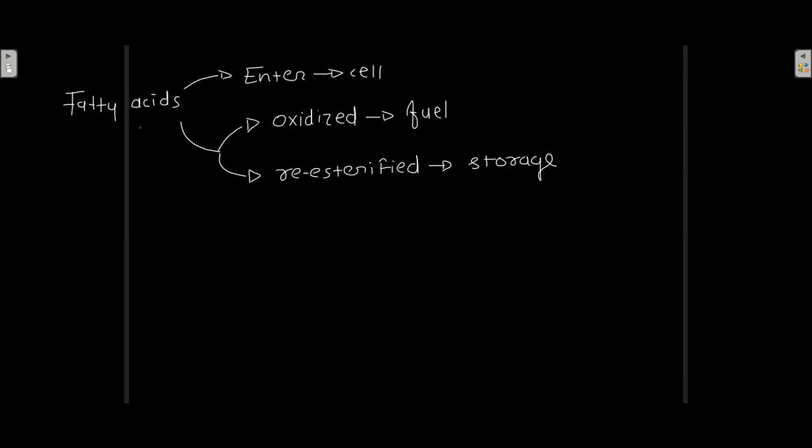Now the fatty acid which is produced then enters the cells in the tissues, and in the cell these fatty acids are oxidized as a fuel, or they are re-esterified for storage. Either the fatty acid is oxidized as a fuel and you obtain energy from it, or if you don't need energy, then you re-esterify it and you store it for further use.